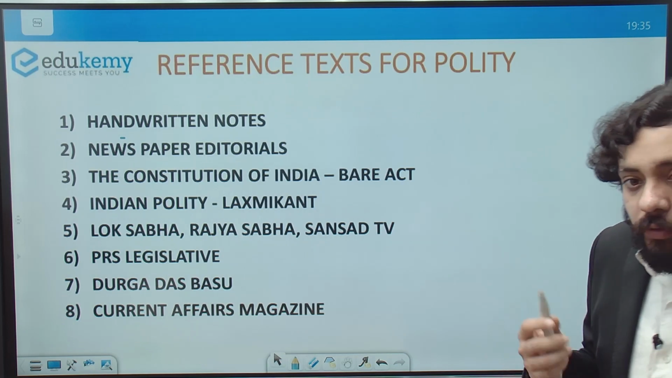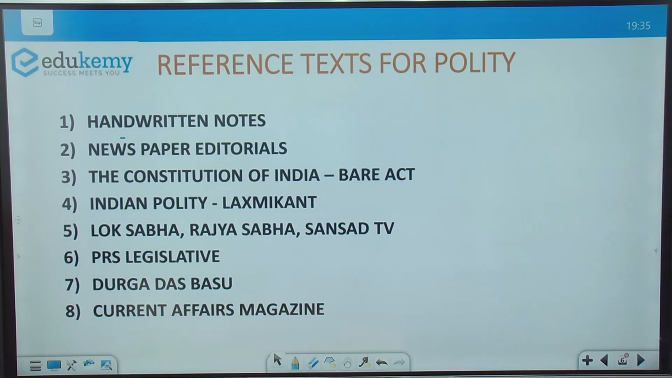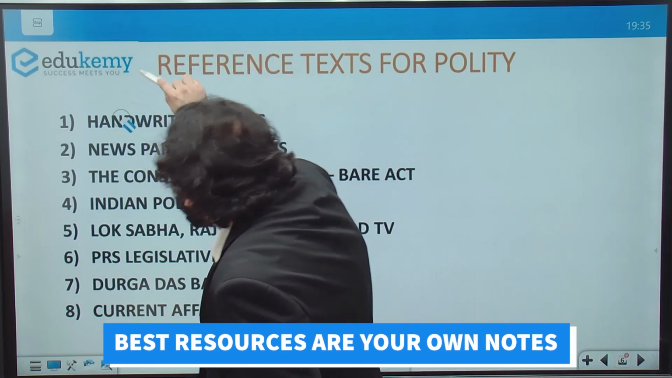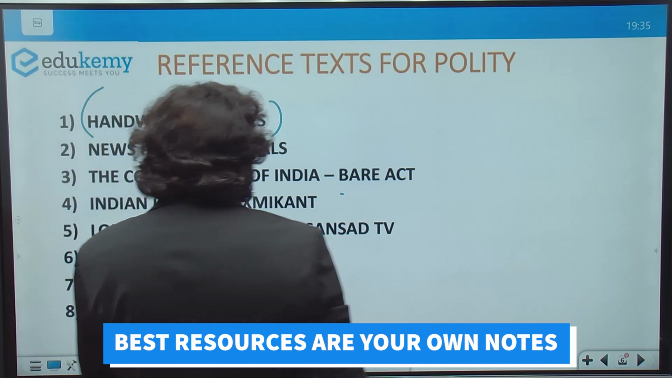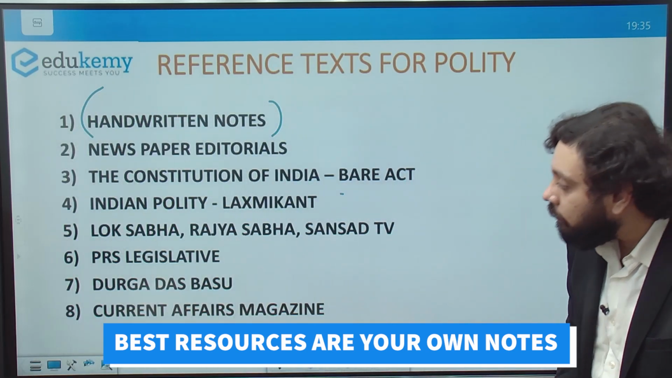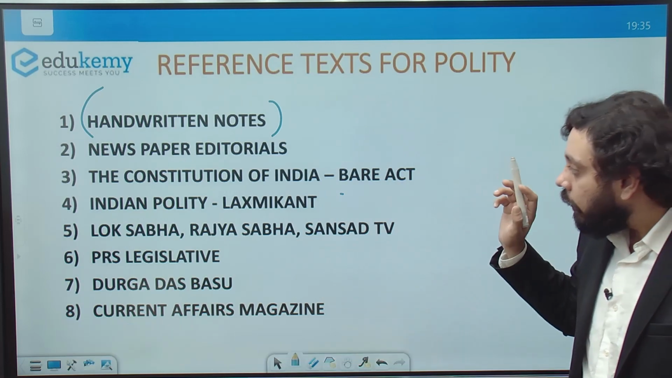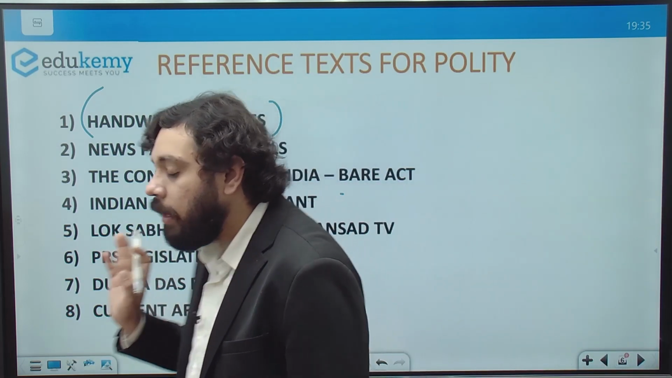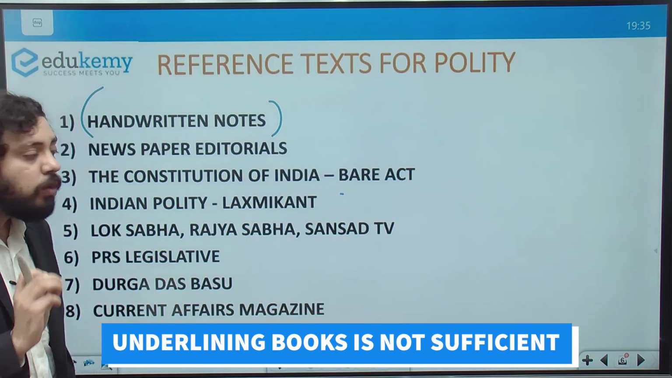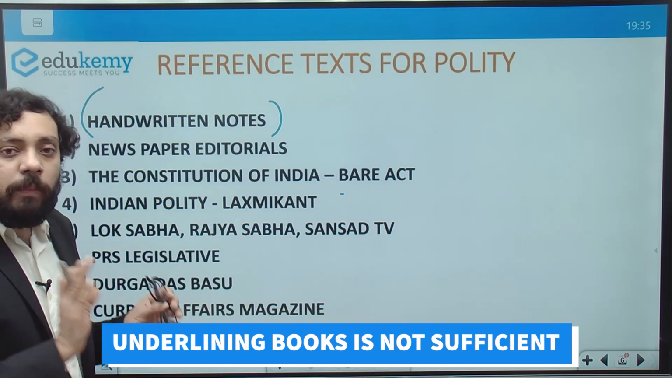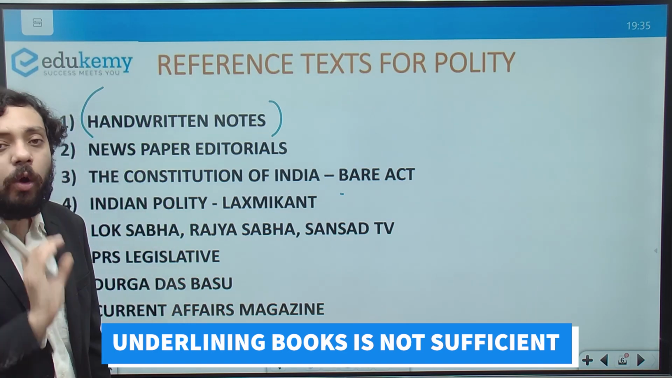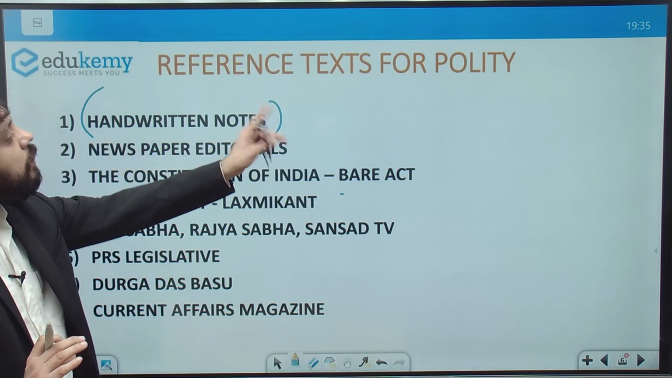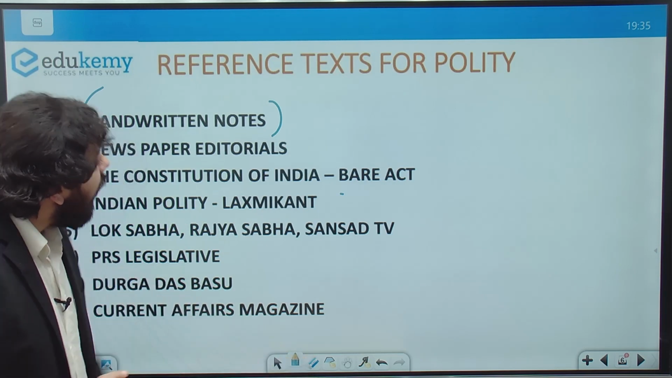Next, we move on to the question of reference text. What do we have to read? Now, the first thing that we have to keep in mind is that the best texts that are going to serve you till the end of the examination are the notes that you make by yourself, whether you are attending a classroom, whether it is online or offline. If you're doing self-studies and you're referring to the various books, it will not be sufficient for you to underline the books only. You will have to make your own handwritten notes from the lectures, from the books, from the newspapers. And these handwritten notes, this compilation, will be the best and the most loyal value that you will create in terms of your reference material. Okay, so this is at the top of the list.